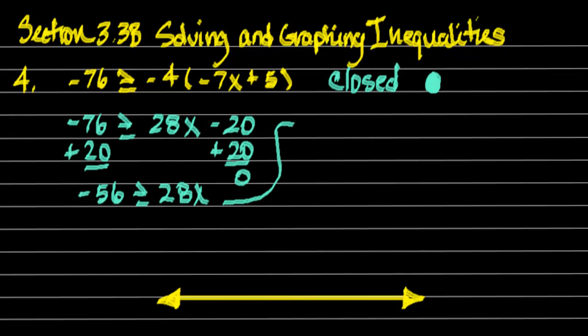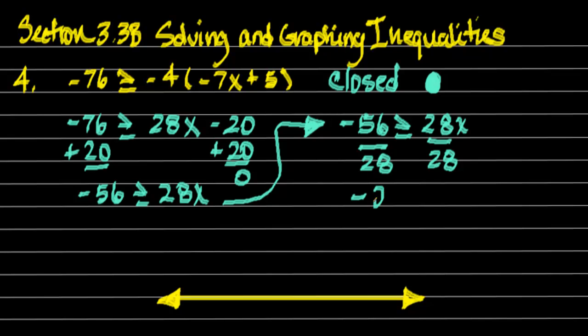So let's go up over here and we'll finish this and find out our simplified statement. So a negative 56 is greater than or equal to 28x. We want to change 28 to 1, so we write it over itself. That's a form of division. 28 over 28 is the same as 1. We'll divide by 28 on this side. Negative 56 divided by 28 is a negative 2. So a negative 2 is greater than or equal to 1x, or x.